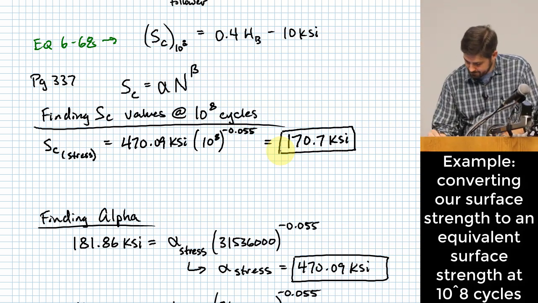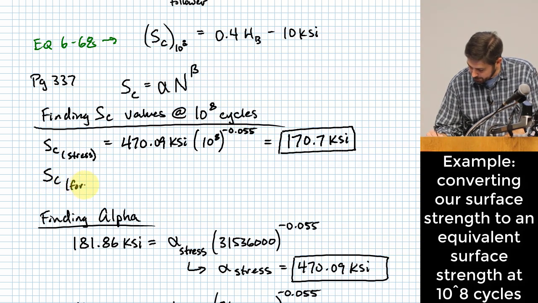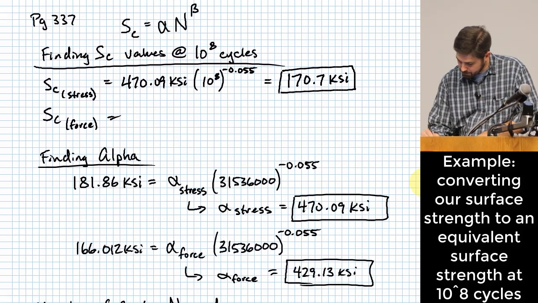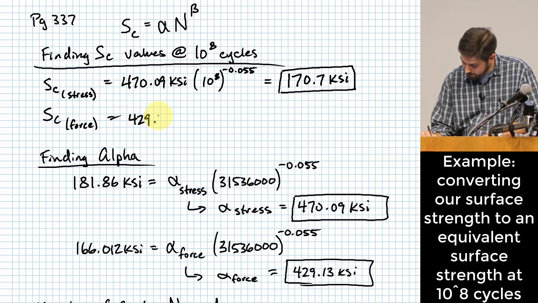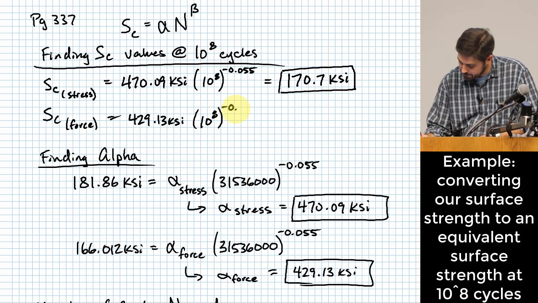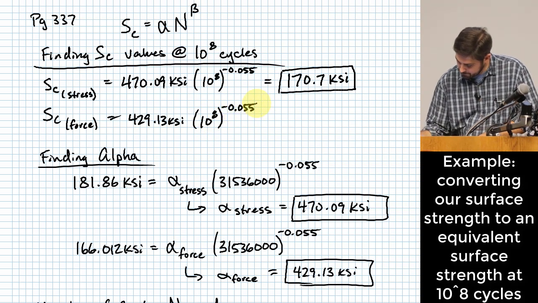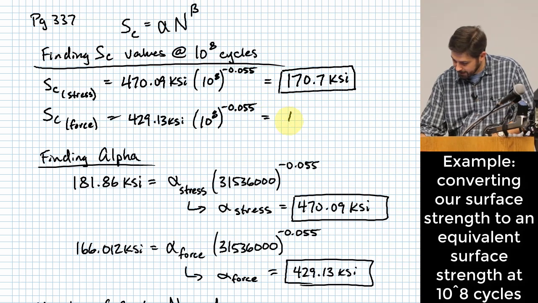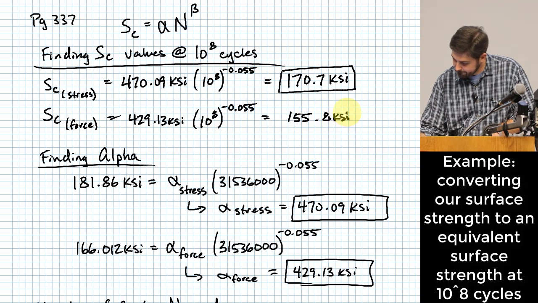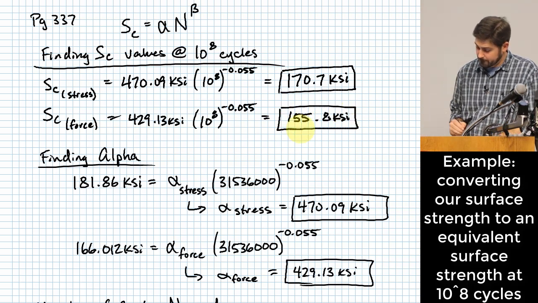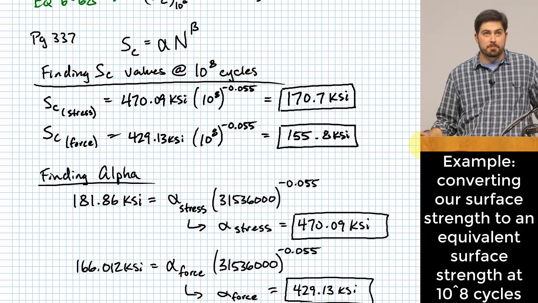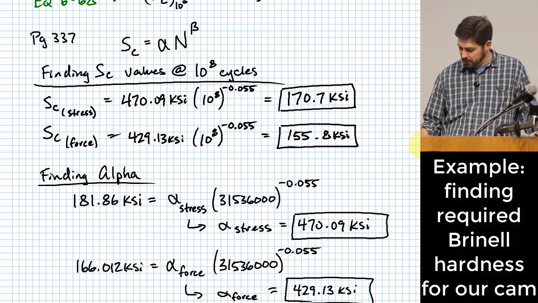If we're guarding against excessive force, then what this gives me is 429.13 KSI times 10 to the 8th to the negative 0.055. And this ends up giving me 155.8 KSI. But we're still not to Brinell hardness, but we're real close. Okay, what do we need to do now?